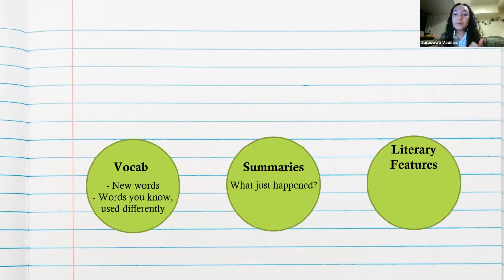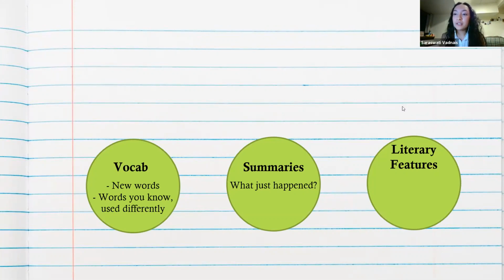So there are 3 important things to keep in mind when we're annotating: vocab, summaries, and literary features. So for vocab, you can take notes of definitions of new words or words that you know but that are used differently. You can also jot down some summaries to figure out what just happened, and so that when you reread it, you can understand what you were thinking of at that point in time.